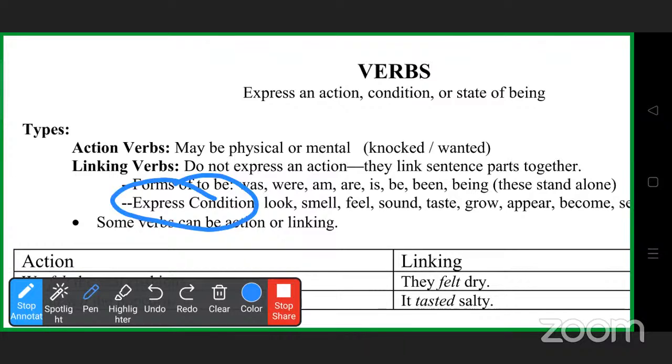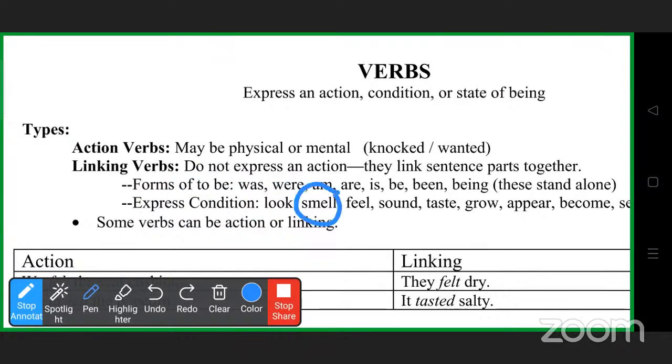where there is no action, but simply an expression. Look: when you see somebody, there is no action going on. You don't do any physical or mental action in that case. So it expresses the condition, not an action. So that is a linking verb, because there is no action.